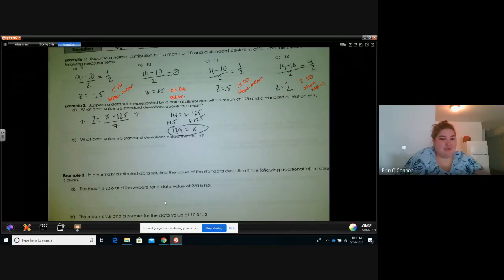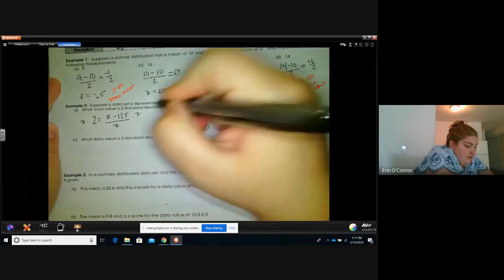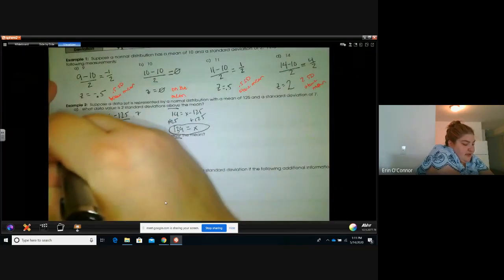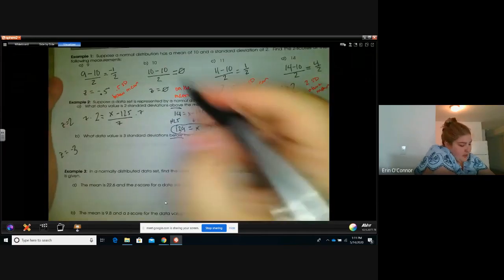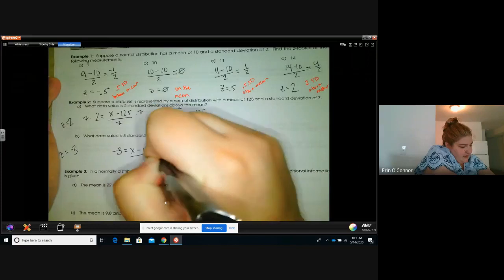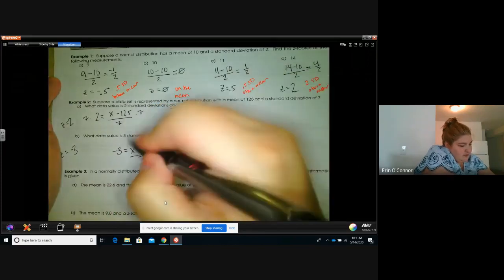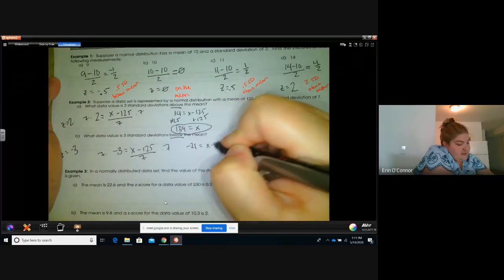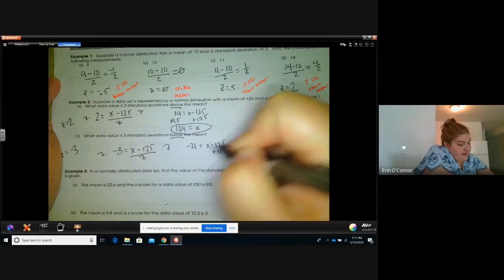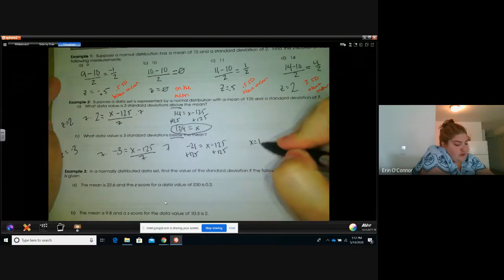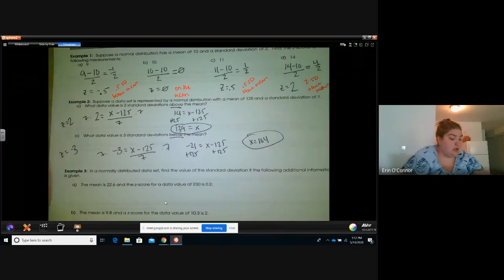What data value is 3 standard deviations below the mean? So this was above. So my z-score here was 2. My z-score here is going to be negative 3. So it would be negative 3 equals x minus 125 divided by 7. Multiply 7 on both sides. We get negative 21 equals x minus 125. Add 125. And you get x equal to 104. And that's how you do that part.